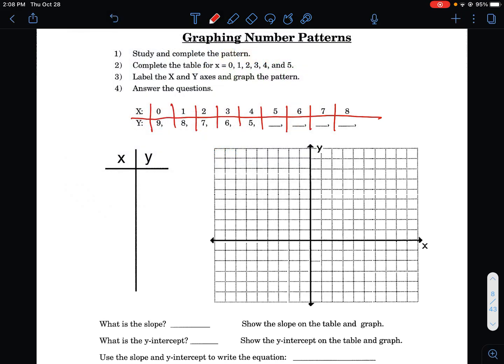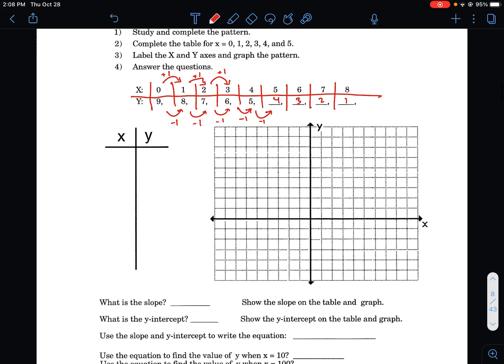From here to here, from 9 to 8, we go down 1. From 8 to 7, we go down 1. From 7 to 6, again, down 1. Whereas with the x, for every one x, it seems to go up 1, then up 1, then up 1 again. So 3 to 4, 4 to 5, 5 to 6, 6 to 7, 7 to 8. So it's always going up by 1, which means this should always be going down by 1, right? So take 1 away from 5, you should have 4. Take 1 from that, you should have 3. Take 1 from that, you should have 2. Take 1 away from that, you should have 1.